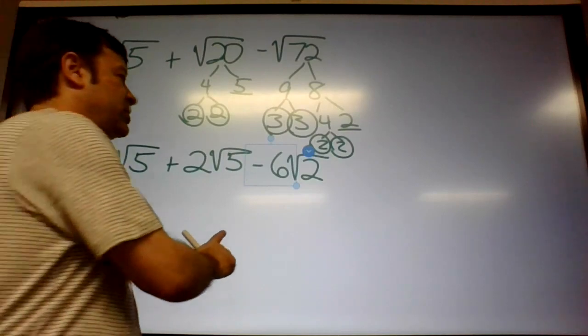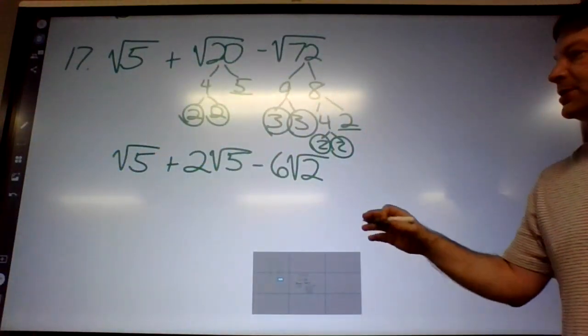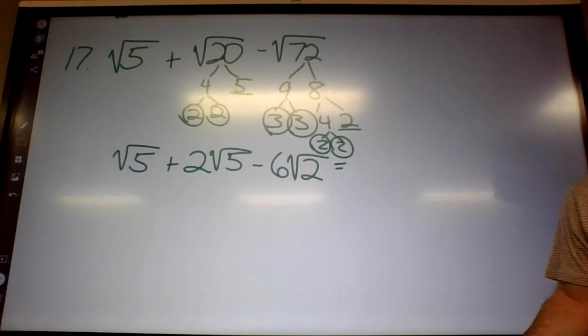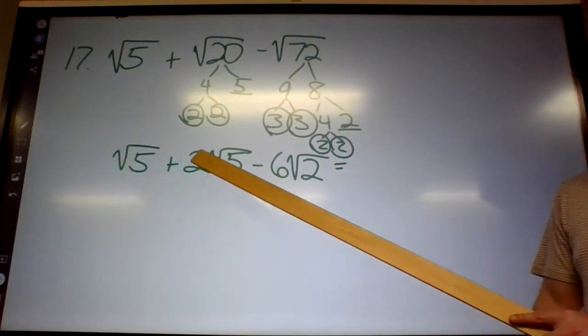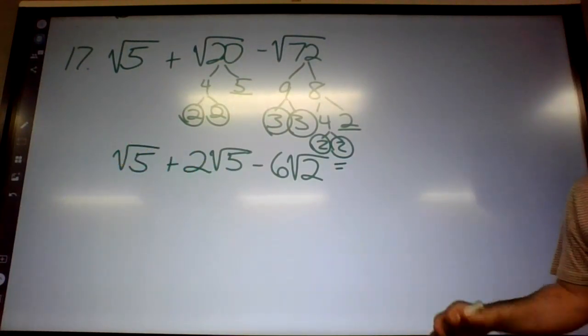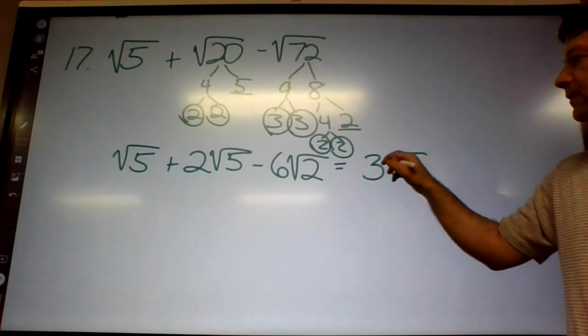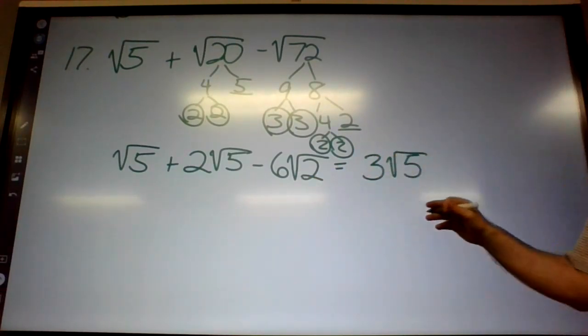Alright, can we add any of these 3 terms together? The first 2. So what's square root of 5 plus 2 square root of 5? 3 square root of 5. Can I do anything with that guy? No.